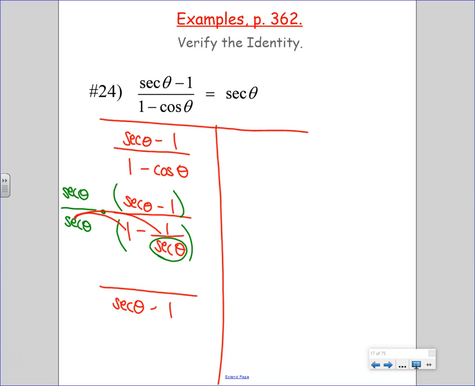Now pause. Look at the top. Can you guys think ahead? Do I want to distribute that one, or do I want to leave it the way it is? Leave it the way it is. Because if I leave it the way it is, what can I say matches top and bottom? It's done. Stop. Okay.